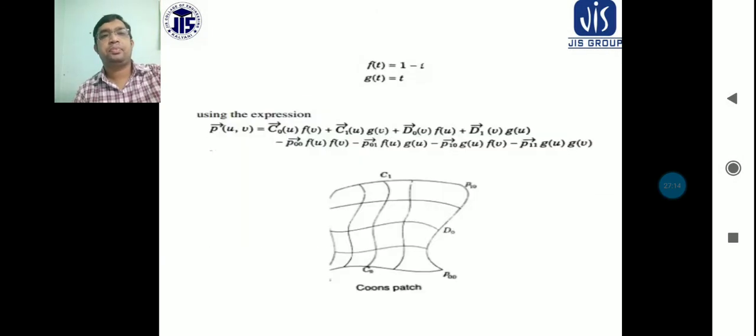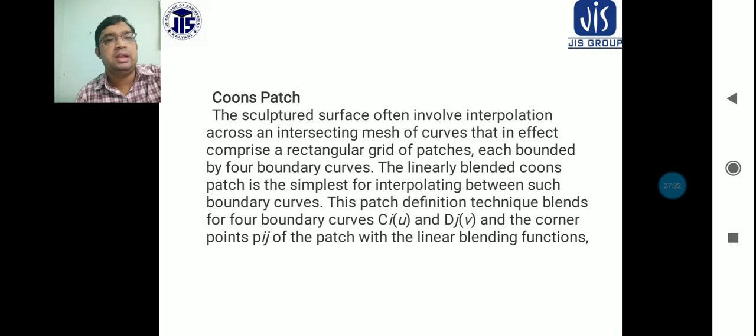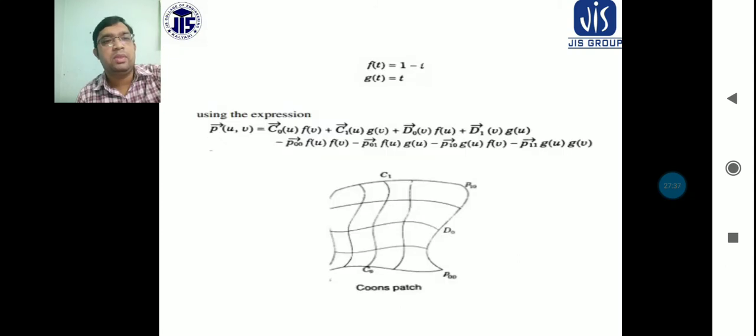The blending functions you can see here: f(t) equals 1 minus t, and g(t) equals t, for the Coons patch. This is the figure with the four points and the four curves previously discussed. The C iu and D jv curves and the corner points Pij of the patches will be linearly blended, and in this figure you can see the curves, P00, f(t) equals 1 minus t and g(t) equals t.